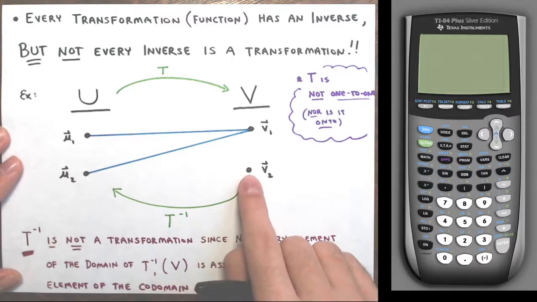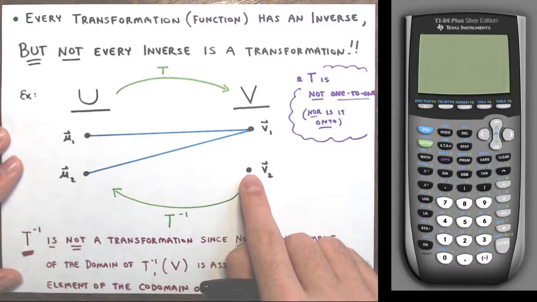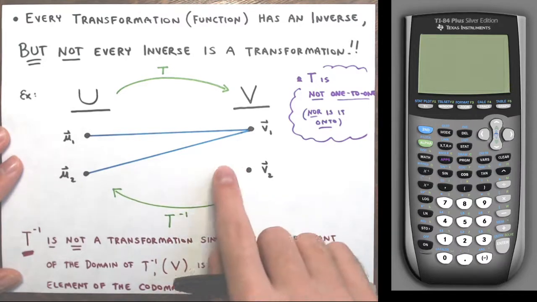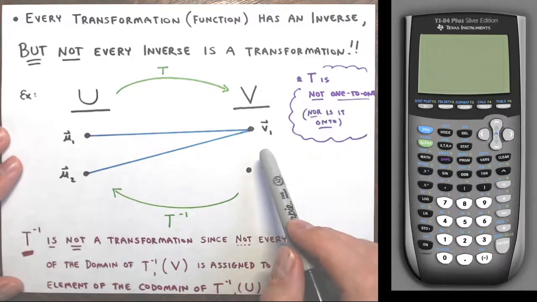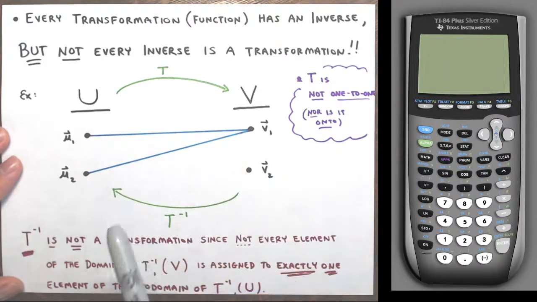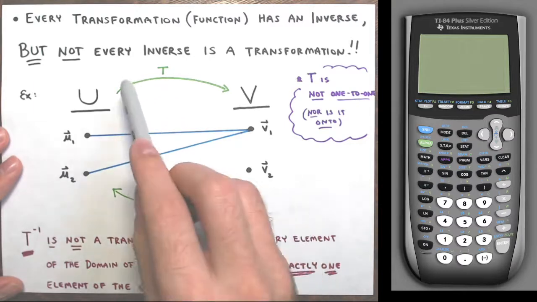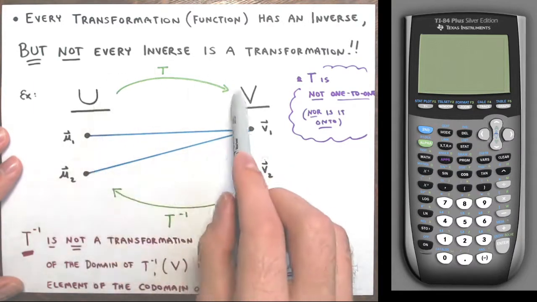Same thing for V2. V2 is in the domain of T inverse, but it doesn't map to anything. There are no arrows coming off of it, no segments coming off of it. So T inverse in this picture is not a transformation, since not every element of the domain of T inverse, which is V, is assigned to exactly one element of the codomain, which is U. Now, T inverse is not a transformation, as I've said. Let's look at T, going from U to V.